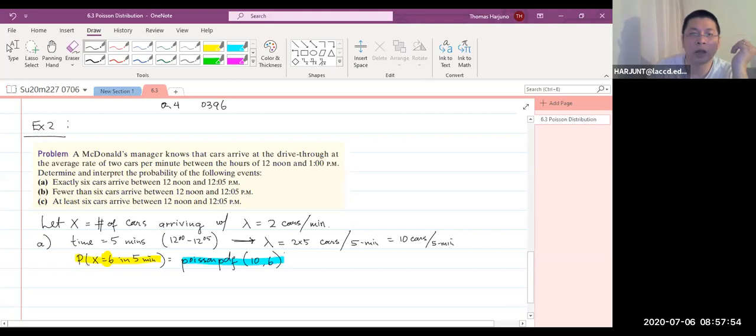Now then you use your calculator. Also PDF, I do it, you do it too. Make sure you know how to use your calculator though. Poisson PDF, the average is 10 in 5 minutes. The value is 6, you just need 6. I get 0.06306.